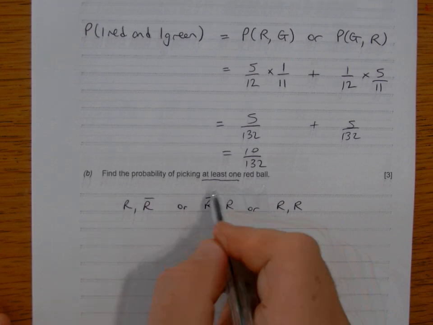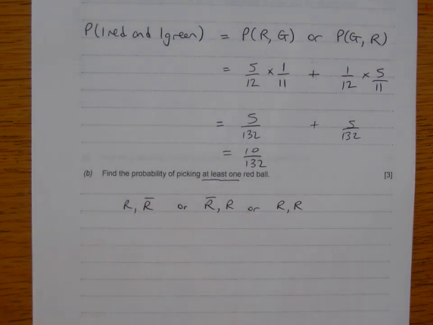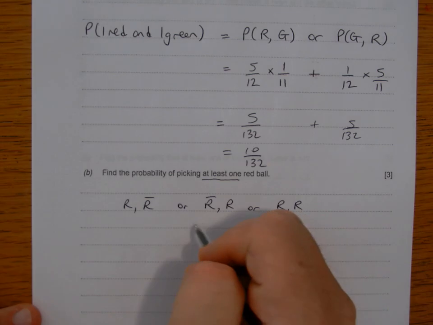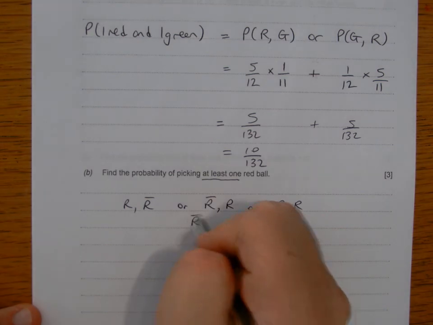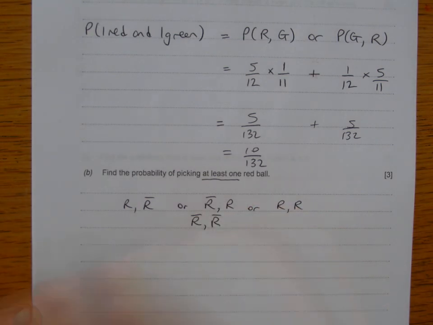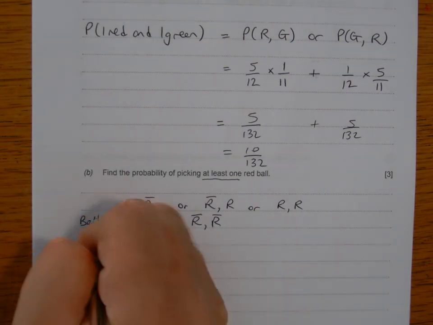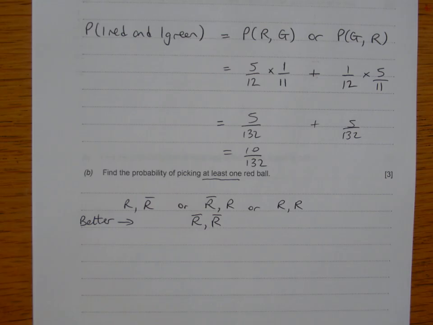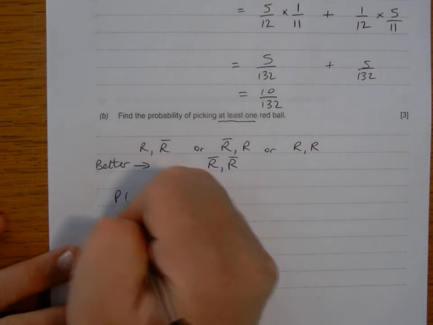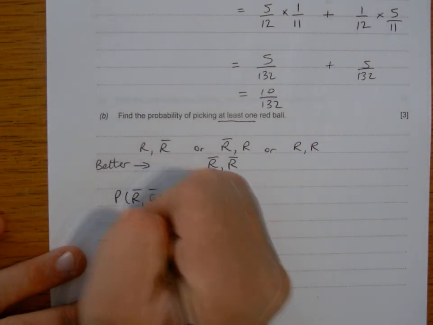But when they mention this thing about at least 1, of course, remember, we can consider the opposite. What's the opposite of getting at least 1? The opposite of getting at least 1 is neither of them are red. So this would be the better way of doing this. Just working out the probability where you don't get any red, because we don't want that case. So the probability of not getting red and not getting red.